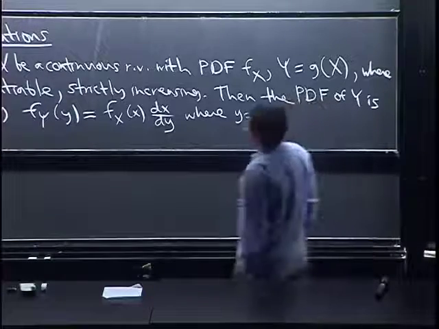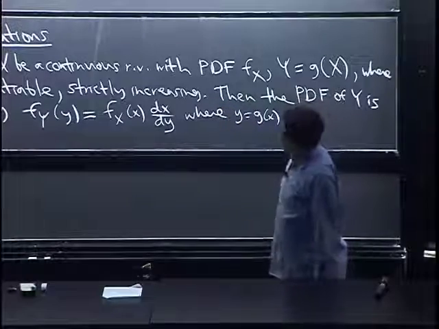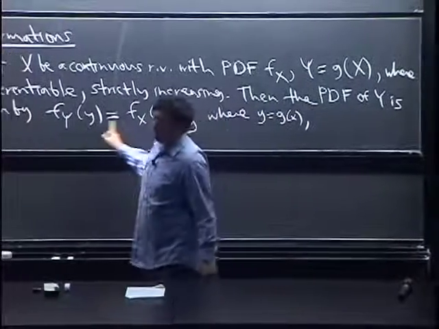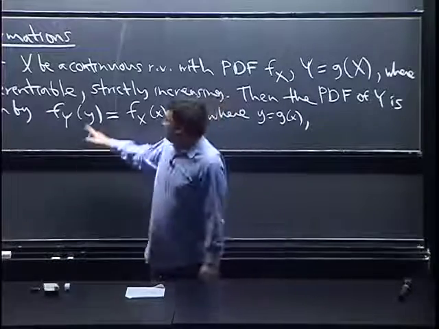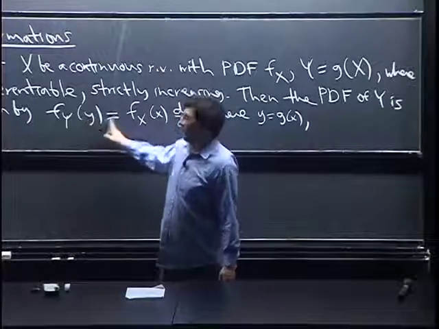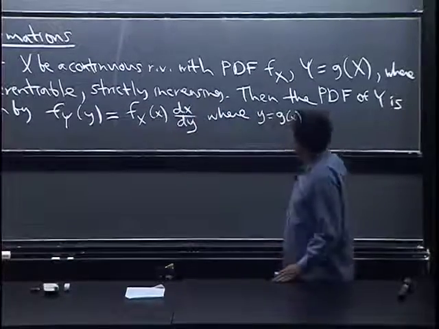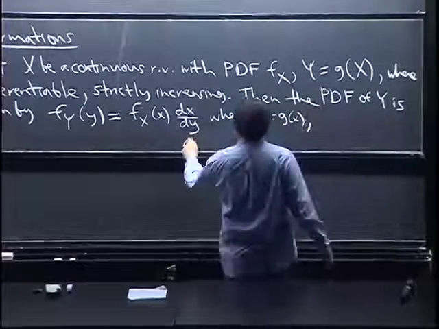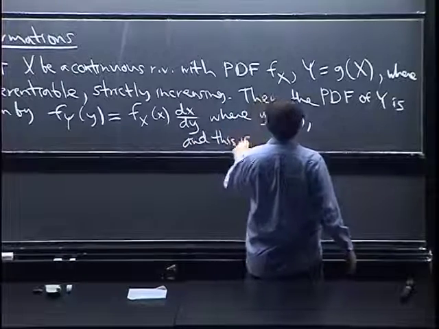Now this looks a little bit strange, because this is a function of y and this is a function of x. If I ask you for the PDF of Y, I'm hoping you'll give me a function of little y, and if you just write this down, you have a function of little x. So the interpretation of this is that everything is then written in terms of little y.